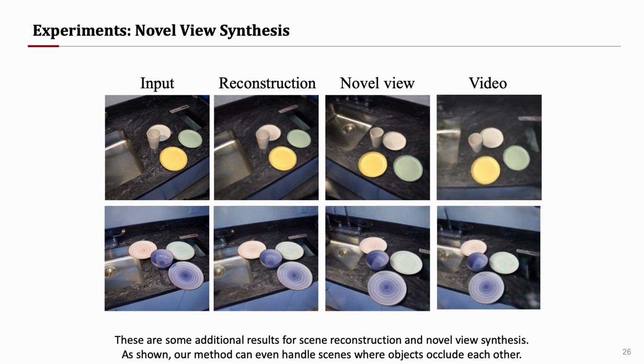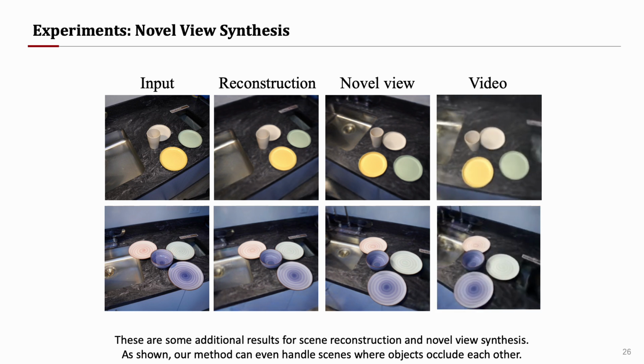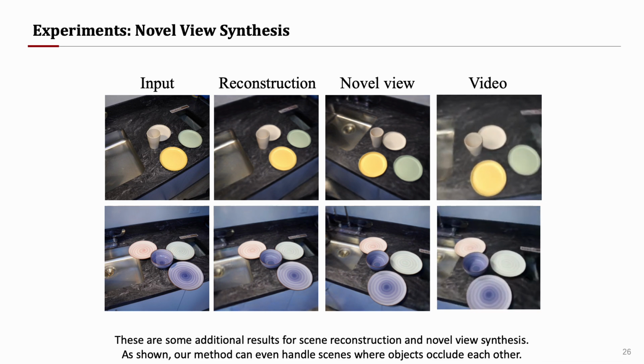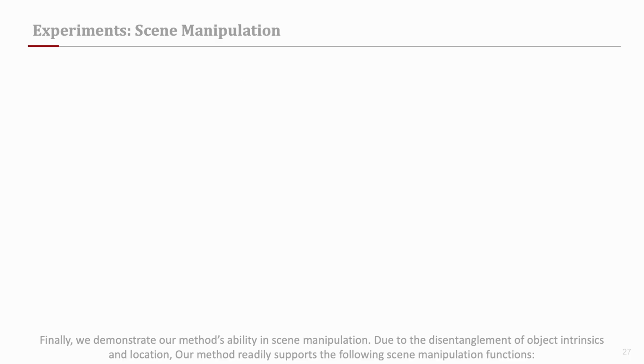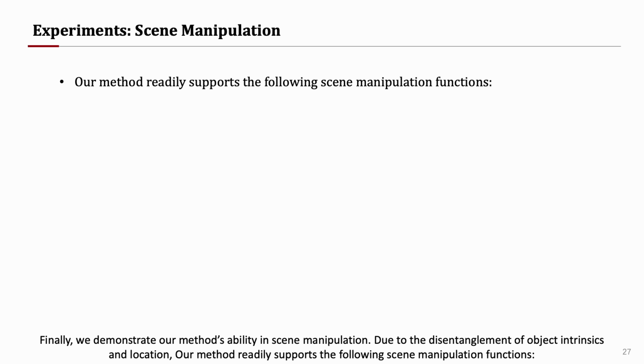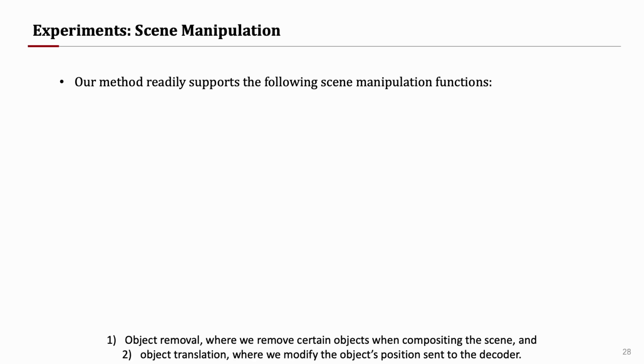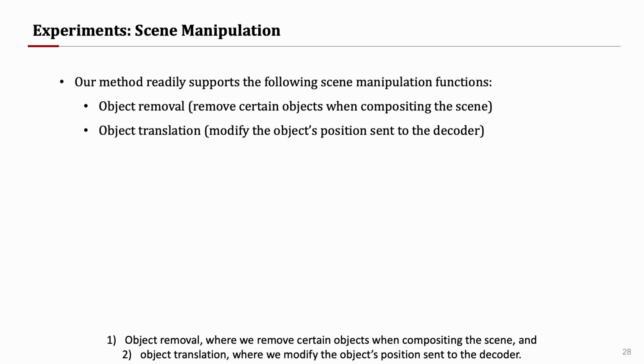These are some additional results for scene reconstruction and novel view synthesis. As shown, our method can even handle scenes where objects occlude each other. Finally, we demonstrate our method's ability in scene manipulation. Due to the disentanglement of object intrinsics and location, our method readily supports the following scene manipulation functions. First, object removal, where we remove certain objects when compositing the scene, and second, object translation, where we modify the object's position sent to the decoder.